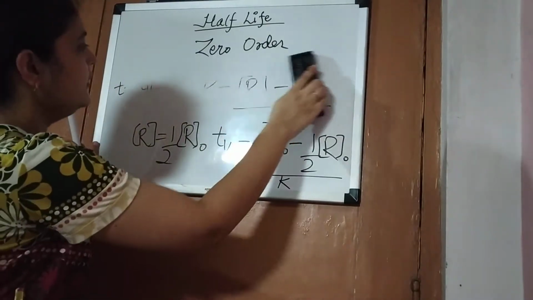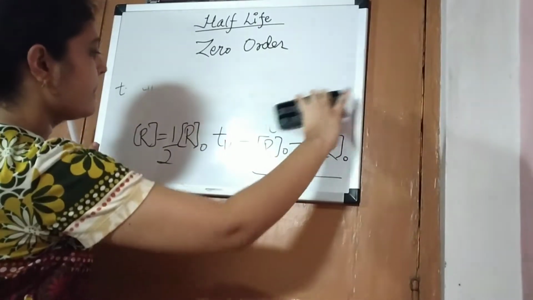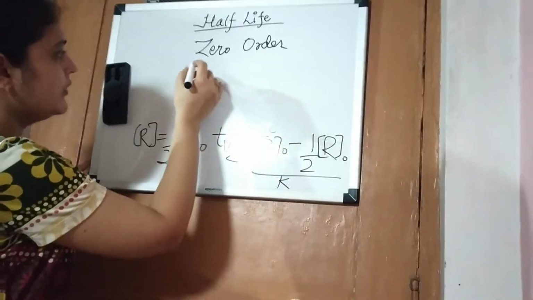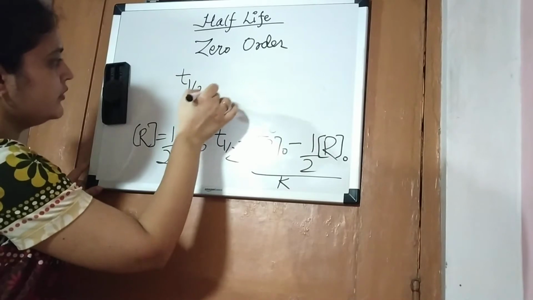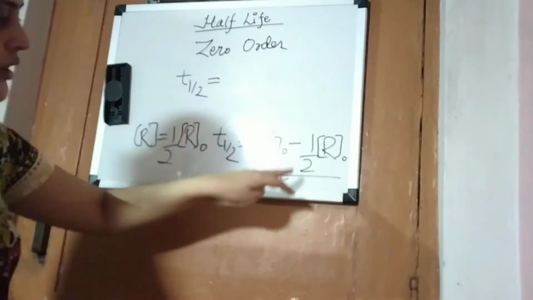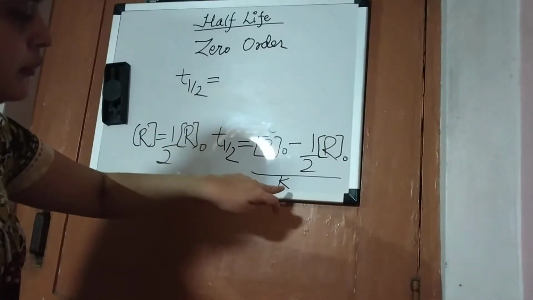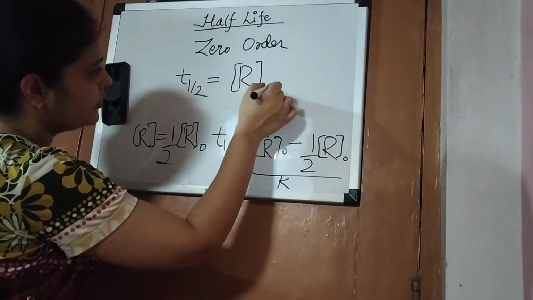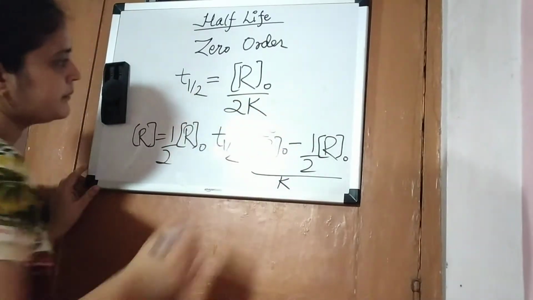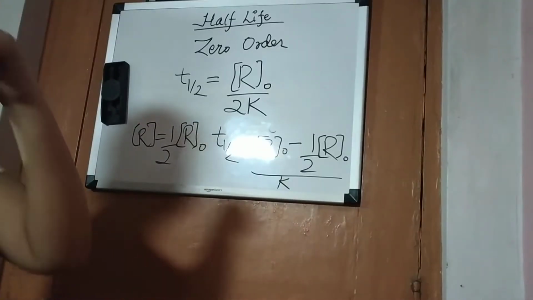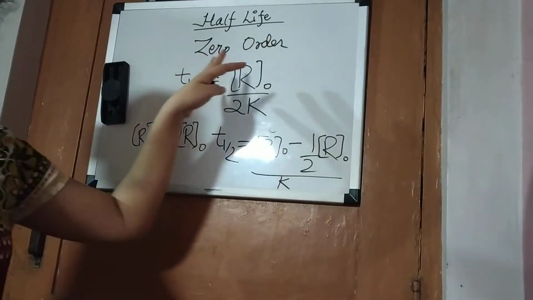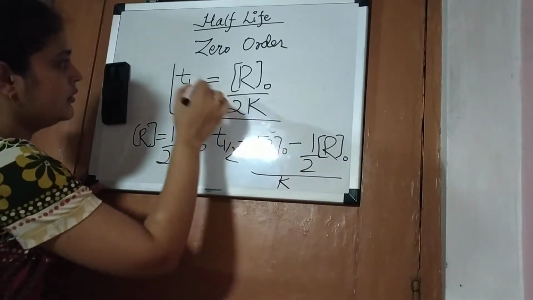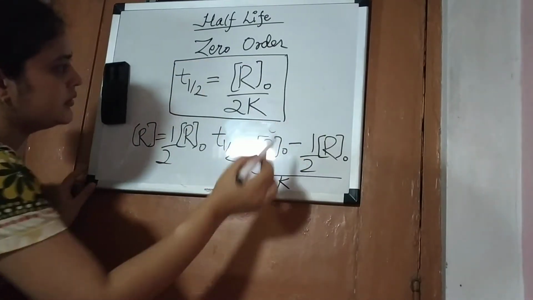R naught minus half R naught will become half R naught. So T half will be equal to half R naught upon K, which will become R naught upon 2K. So this is the final equation for calculating the half-life of zero order reaction, right?